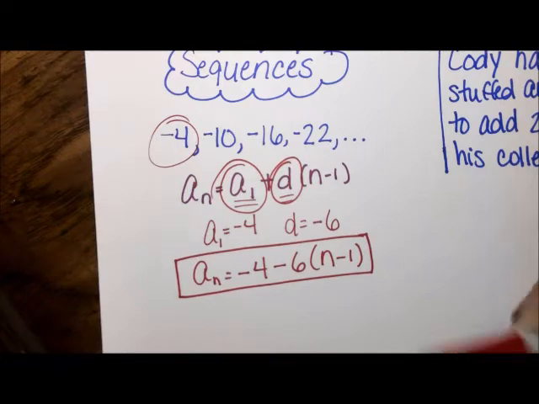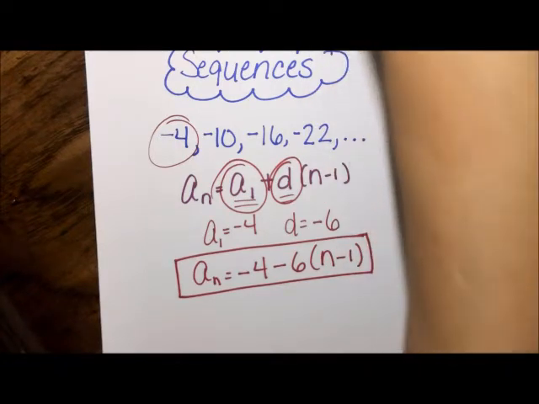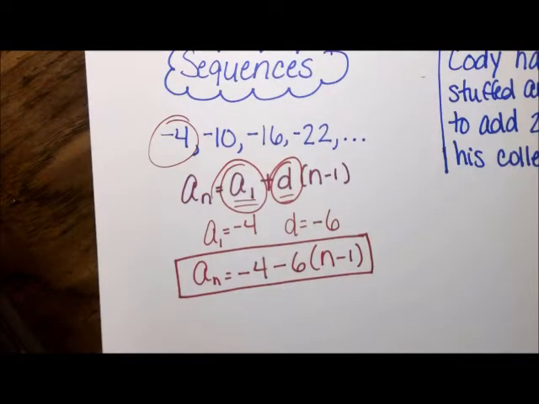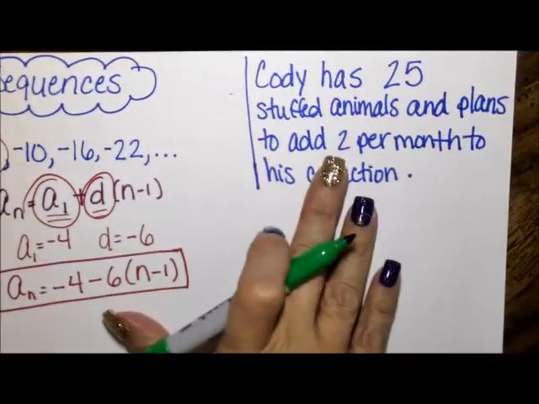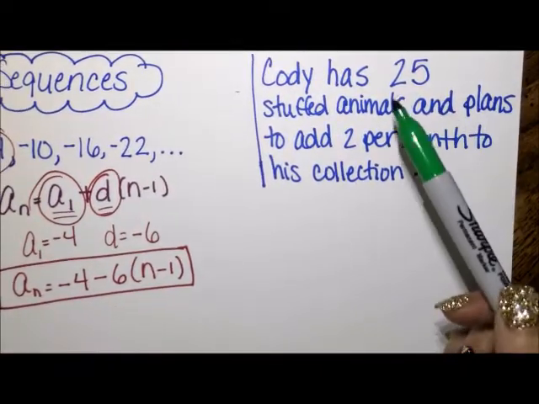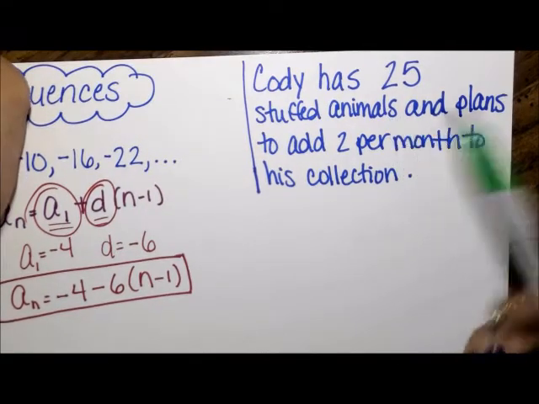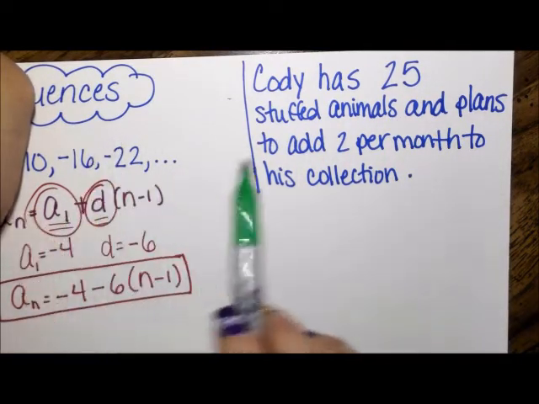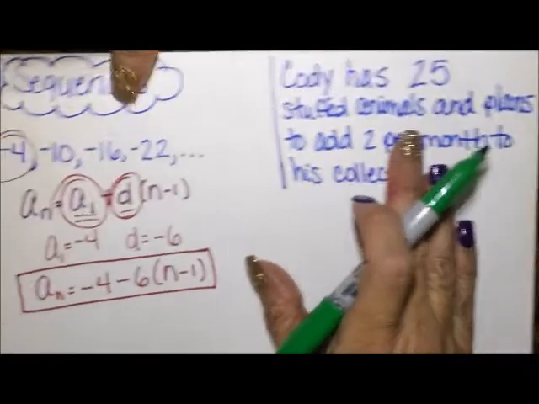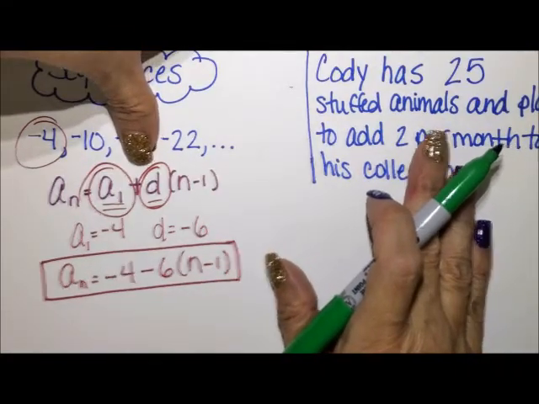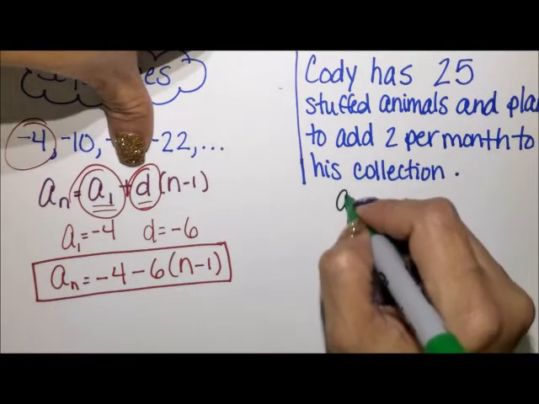Here's what I'm going to also do on this one, though. I'm going to change it up just a hair, because I've done this with you before. What if I give you a situation? Cody has 25 stuffed animals and plans to add 2 per month to his collection. Okay, think about this rule right here. Could you write the rule?